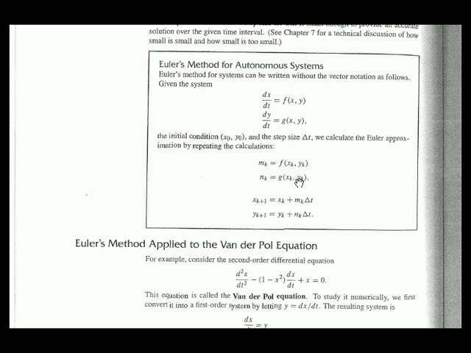So there's really only one difference between solving a system with Euler's method and solving a single equation: you've got 2 variables to update, and the rate of change of x depends not only on t and x but on y also, and the rate of change of y depends on x. Otherwise it's pretty much the same. So let's look at an example.